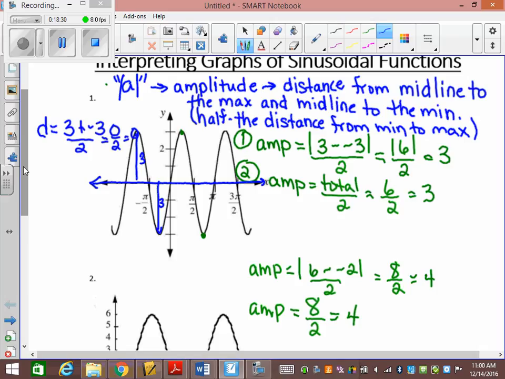So how could I find my D value if I didn't want to use the formula? I could go from my max, count down 3, and I get to 0. Go from my min, count up 3, and I get to 0. And they both meet at the D. Okay? Because your amplitude is half the distance.